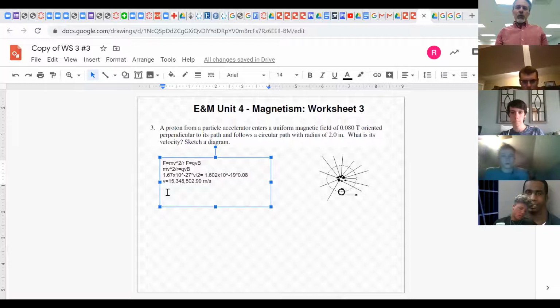So the thing there I wanted everybody to see is we had to use an idea from last year, mv squared over r. So QVB sine theta equals mv squared over r.